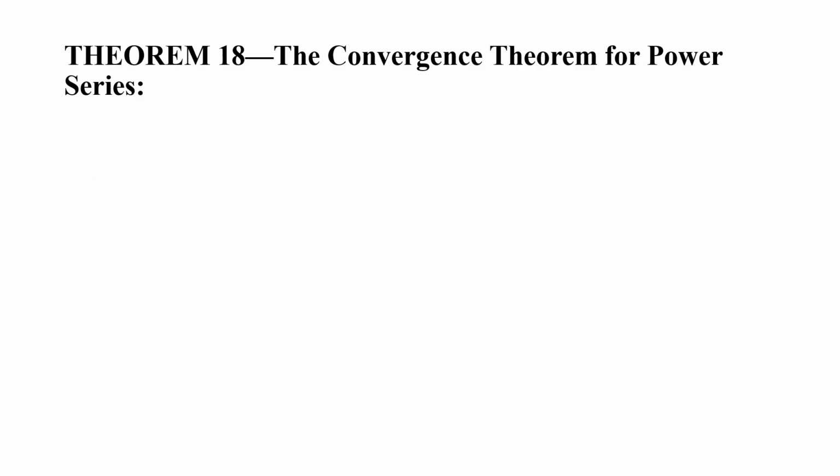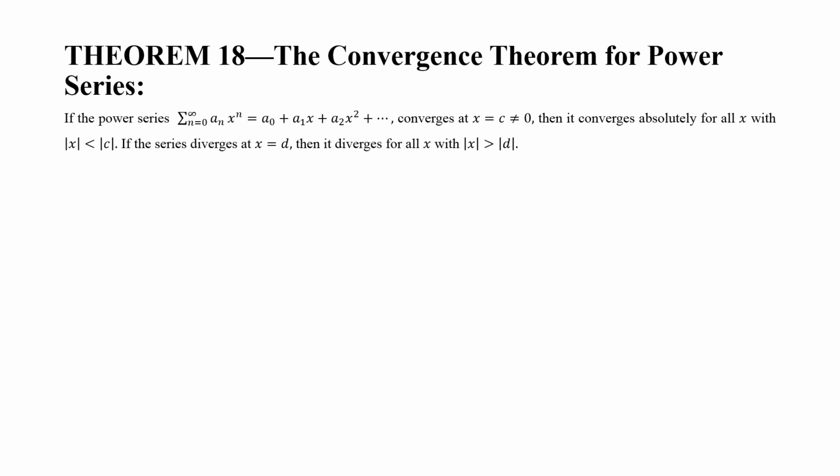So here is Theorem 18 about the convergence of power series. Suppose we have a power series of this form, a0 plus a1 x plus a2 x squared, and so on, centered at x equal to 0. If this power series converges at x equal to c, where c is not equal to 0, then it converges absolutely for all x with |x| less than |c|. If the series diverges at x equal to d, then it diverges for all x with |x| greater than |d|. So it has two parts.